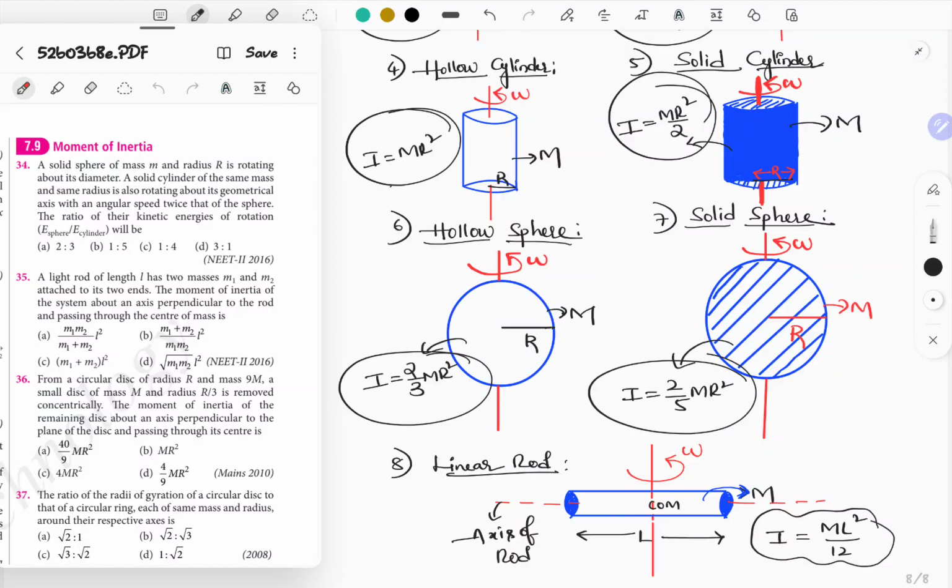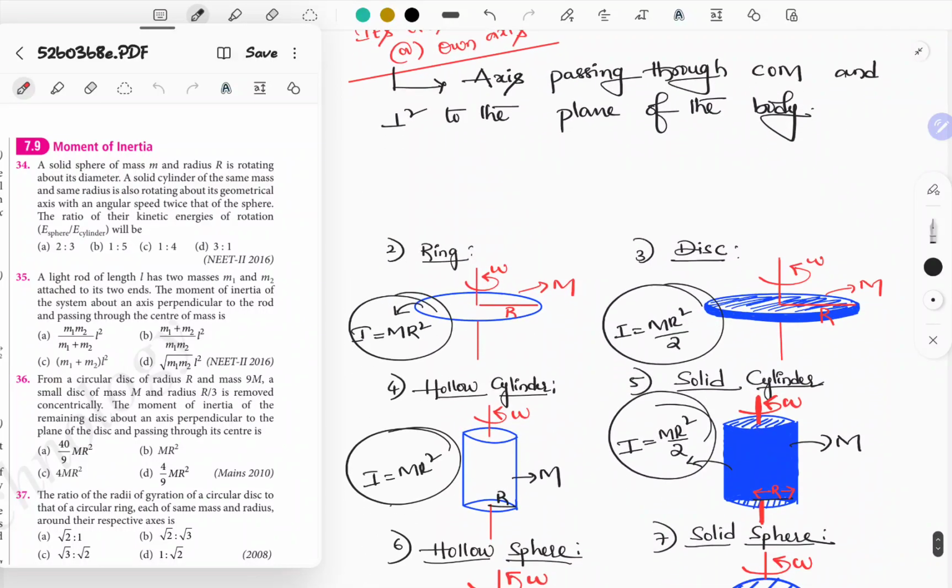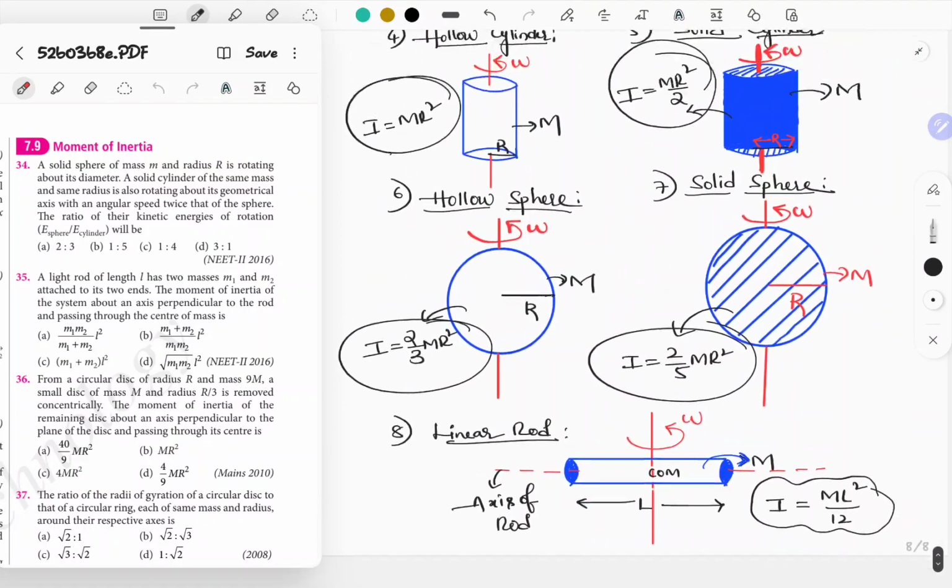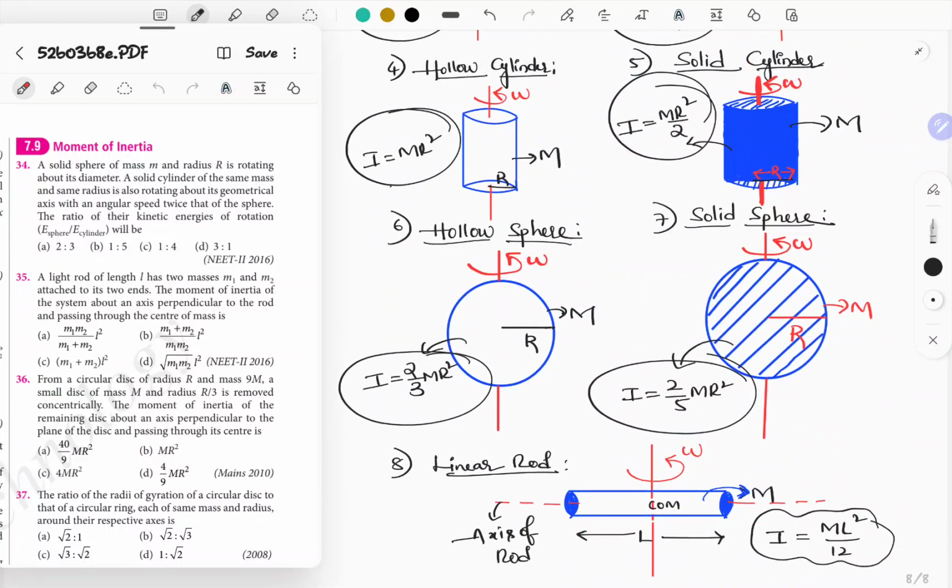Got it? Is it clear? Understood? So just remember these formulas of different types of moment of inertia. Based on this only we are going to get the questions.